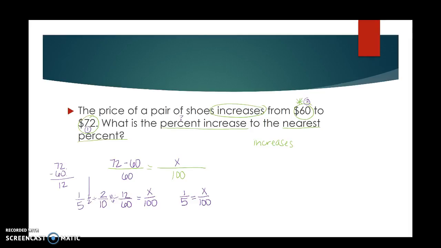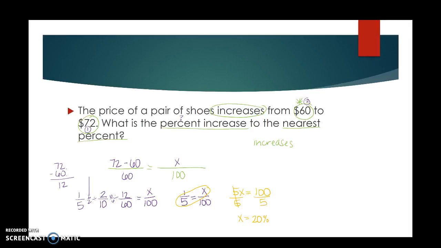Well, this is going to make my cross product much easier, right? And some of us know what 1 over 5 is equal to. Just in case, we're going to go ahead and do our cross product. So 5x equals 1 times 100, 100. We're going to divide both sides by 5 to get x by itself. So x is 100 divided by 5, which is 20. So 20%, right? And we know that 1/5 is 0.2, so that's the same as 20%.